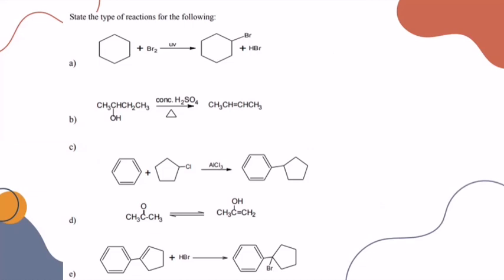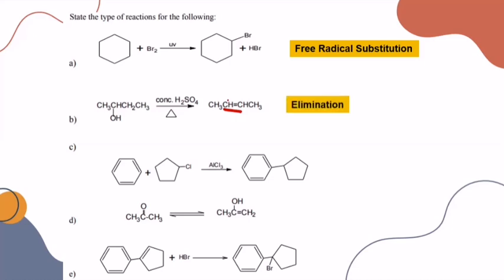Okay, let's have a look at another example. This is an alkane with all single bonds. We react it with bromine in the presence of UV, so it is a free radical substitution. For this reaction, all the single bonds at first become a CC double bond, so it is an elimination reaction.